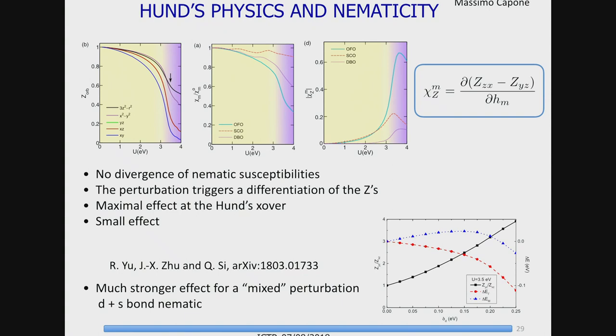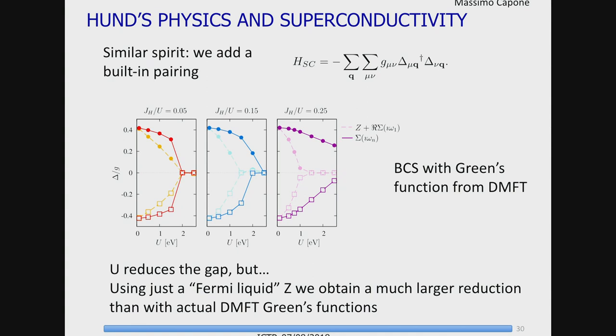Now I spend my last seconds to give you some work in progress about superconductivity, where I take a similar point of view as I did before. I add a built-in perturbation. I don't want to hope that pairing comes out from my Hubbard model. I just add a pairing interaction, which I will treat very simply in mean field, in a BCS way.